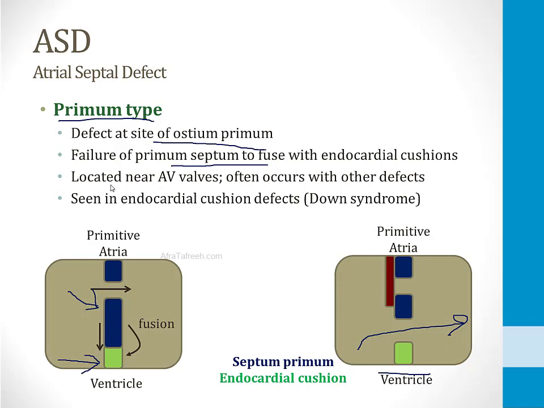So I've summarized this point here. These types of defects are located near the AV valves. In contrast to secundum ASDs, this type of ASD often occurs together with other congenital heart defects, and in particular, this is often seen as one component of so-called endocardial cushion defects. These are a collection of cardiac defects that are often seen in children born with Down syndrome.